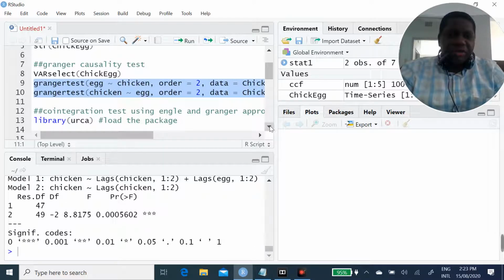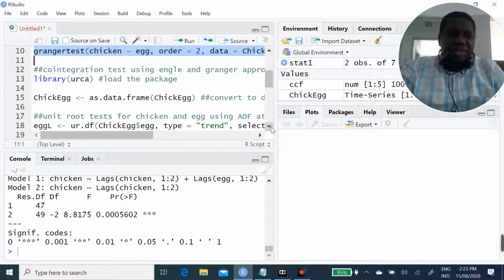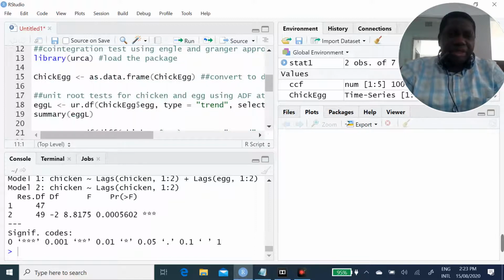So let's move to our cointegration analysis. We are using the urca package. We've already loaded the package. Now it's advisable that we convert our ChickEgg data to a data frame. So to do that, we just say ChickEgg as.data.frame(ChickEgg). So let's run this.